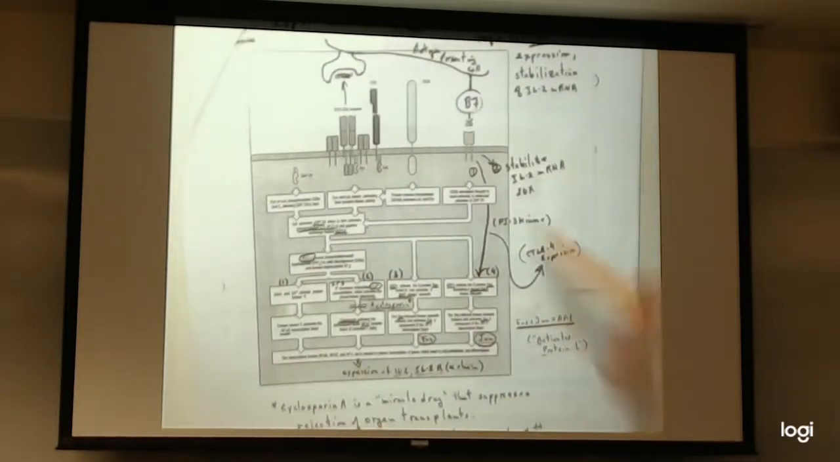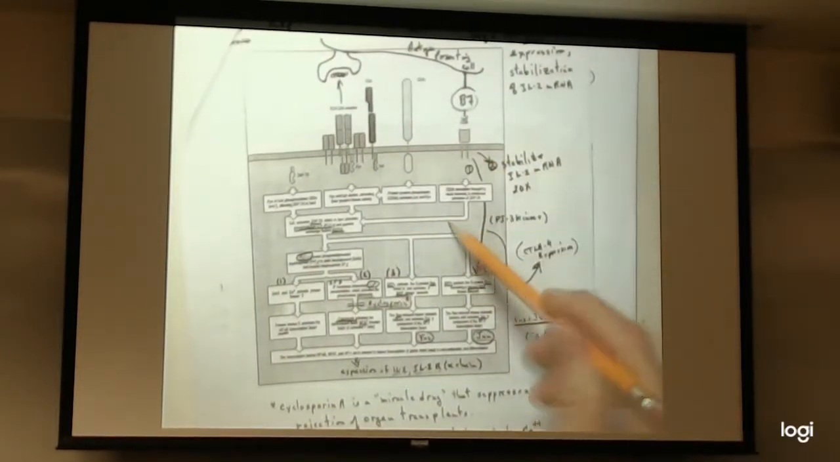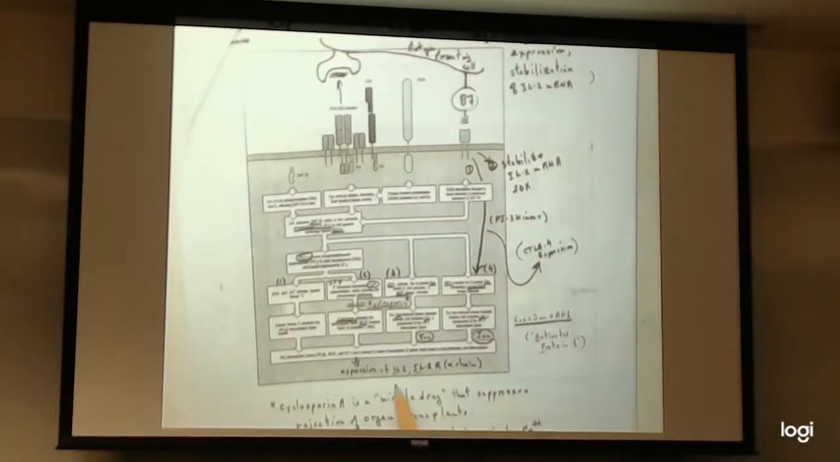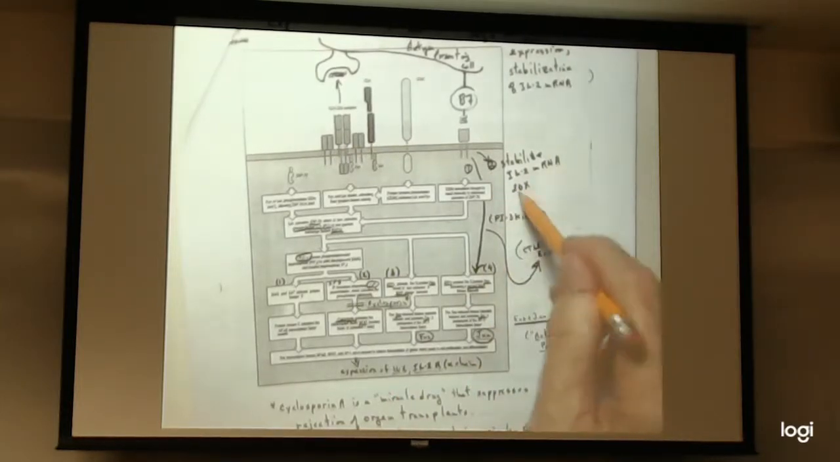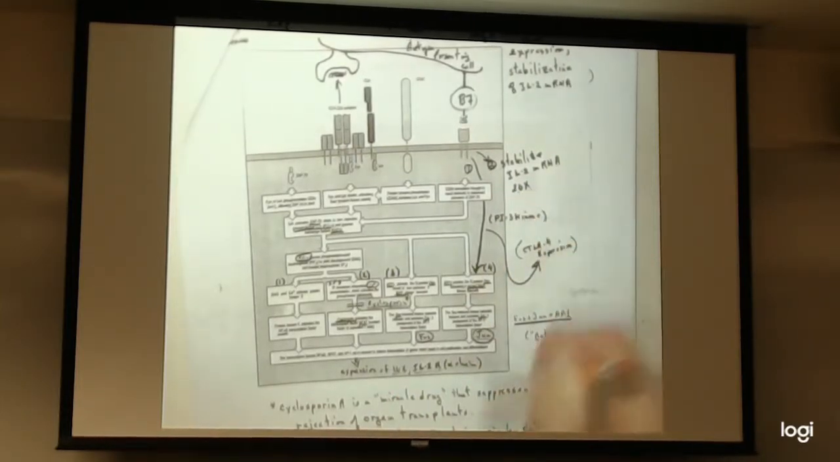And the CD28 molecule here, it's all about IL-2. It stabilizes the IL-2 mRNA about 20-fold. So again, we're going to start secreting a ton of IL-2, which will come back and then activate the cell that was actually secreting it, as well as any nearby T cells.